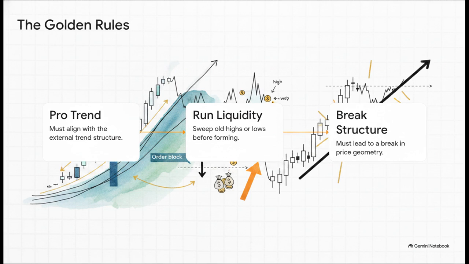And step 3, that block must lead to a break of structure. It has to actually accomplish something by breaking previous market geometry. That proves the big players are truly in control, not just testing the waters.